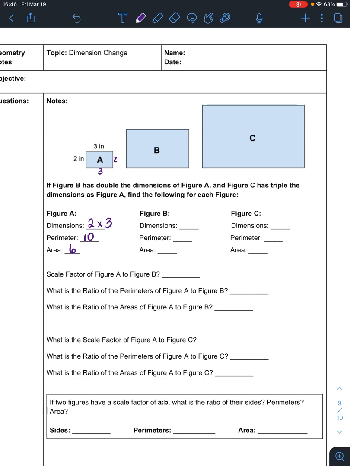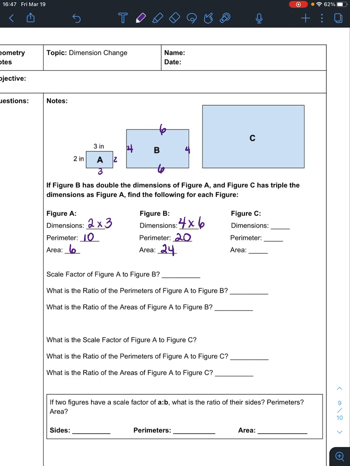It says figure B has double the dimensions of figure A. So if we just take each of the pieces, double 2, so those are 4 and 4, and double 3 would make it 6 and 6. So now my dimensions are 4 by 6. So let's look at what happened to our perimeter. Well, if we add 8 and 12, then our perimeter is 20, and our area is 24.